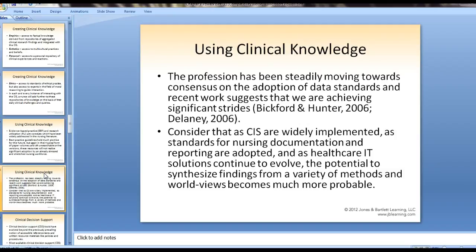The profession has been steadily moving towards consensus on the adoption of data standards, and recent work suggests that we are achieving significant strides. Consider that as clinical information systems are widely implemented, as standards for nursing documentation and reporting are adopted, and as healthcare IT solutions continue to evolve, the potential to synthesize findings from a variety of methods and worldviews becomes much more probable.